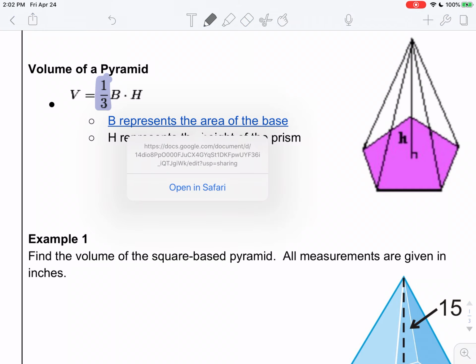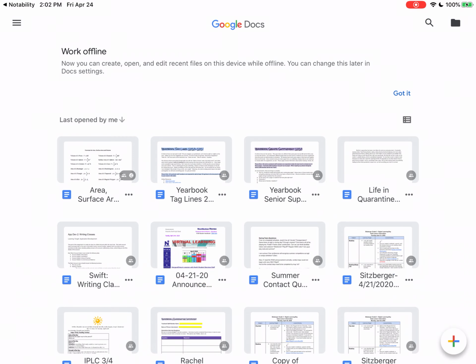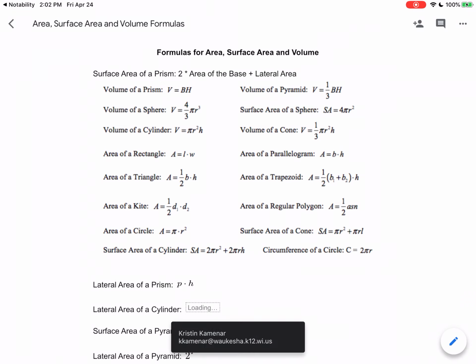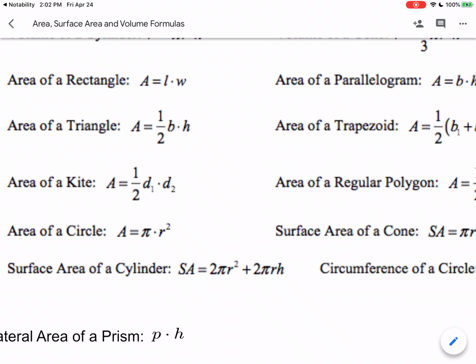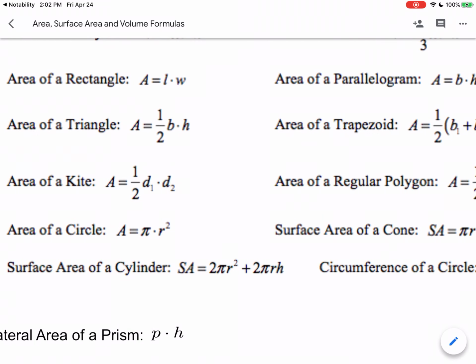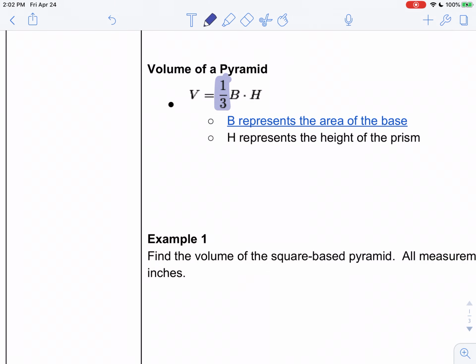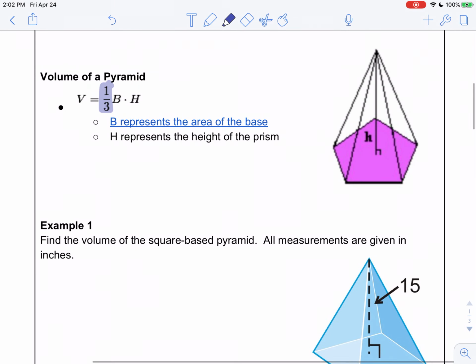And remember, you can tap on this link and it'll take you over to a Google Doc that has a list of all of the area, surface area, and volume formulas that you will need. And you'd be taking a look at all of these area formulas for your base and plugging that in. And then big H represents the height of the prism, so from top to the bottom, drop it down at a right angle.